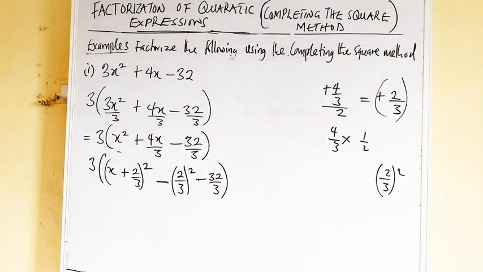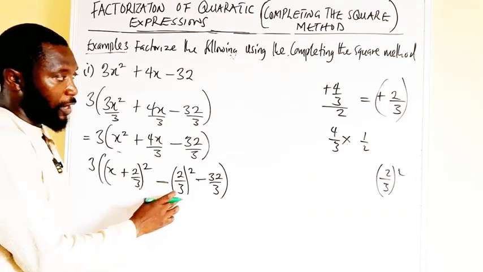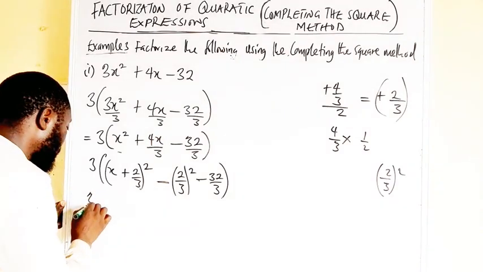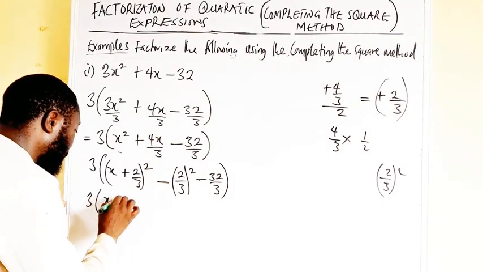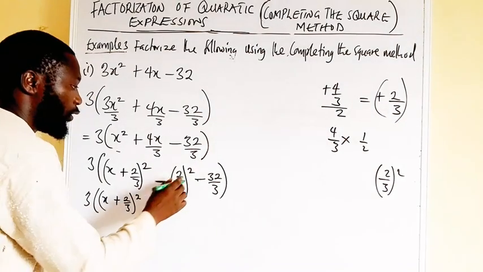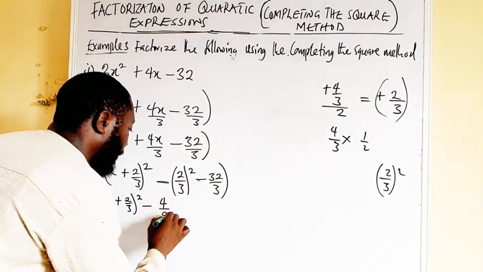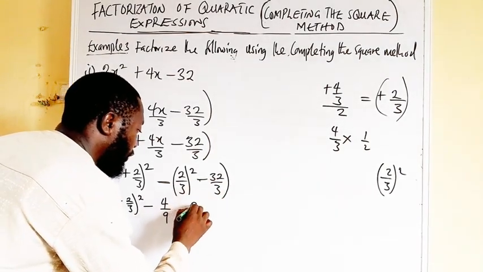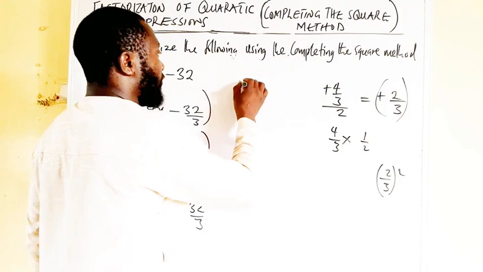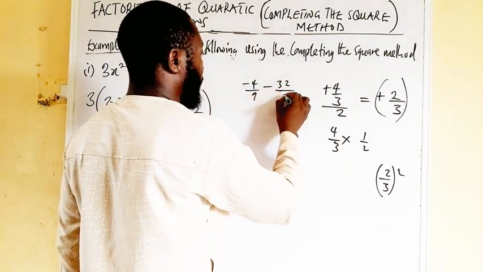Want to complete the square. Now let's simplify this further. Here we have 2 square is 4, so we have 3 open bracket x plus 2 over 3, everything square. When you square this, you have minus 4 over 9 minus 32 over 3. Now let's simplify this fraction. You have minus 4 over 9 minus 32 over 3.